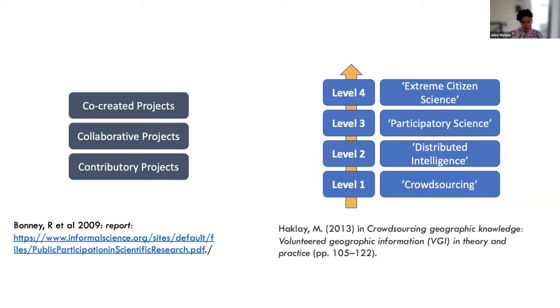That kind of contribution can be contributory, where you're giving data towards a project, and move to collaboration, and then ultimately to co-creative projects, which have a lot of strength in creating them with the community, with different actors being part of the design of those projects. And Muki Haklay has also written a lot about this. One of the typologies that he presented in 2013 in a fantastic book chapter was presenting levels of participation in citizen science, where we can move from levels which have lower cognitive input, where we're crowdsourcing, perhaps this could be volunteered computing, for example, moving to what Muki refers to as extreme citizen science, where all actors are involved in the design and creation of those projects.